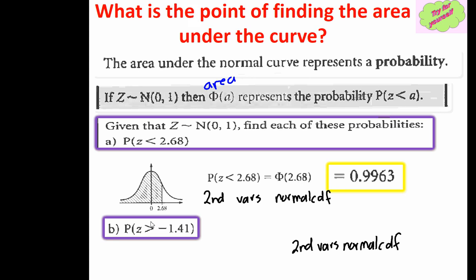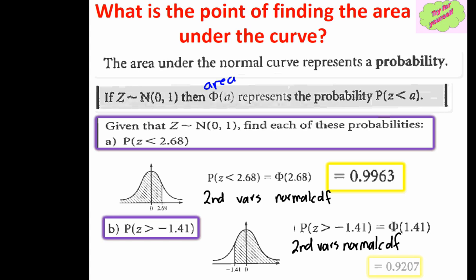Find the probability that Z is greater than negative 1.41. So greater than meaning up here somewhere. So what would that mean if you were to sketch that? So do your little standard normal curve. Mean is at 0. So negative 1.41 must be to the left of the mean. So you go second bar's normal CDF. Lower bound is negative 1.41. Upper bound is 1E99. So you put in that, and you would hopefully get 0.9207, which is the area under that curve and the probability.